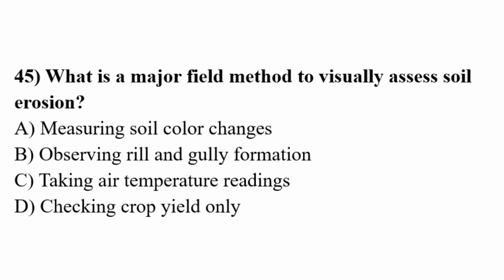45. What is a major field method to visually assess soil erosion? A. Measuring soil color changes. B. Observing rill and gully formation. C. Taking air temperature readings. D. Checking crop yield only. Answer: B. Observing rill and gully formation.